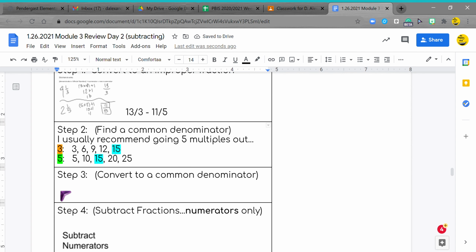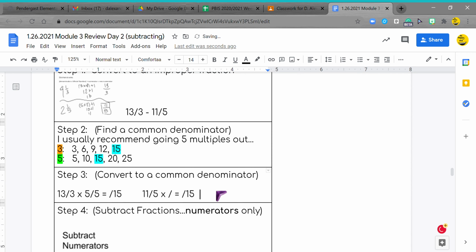Make sure you got it. So I'm going to change 13 thirds, multiply it by some fraction equals some number over 15. Same thing with my 11 fifths. Multiply it by some fraction equals some number over 15. 3 times what is 15? Correct. It is 5. And what you do the bottom, you do the top. Now we got to do 5 times 13.